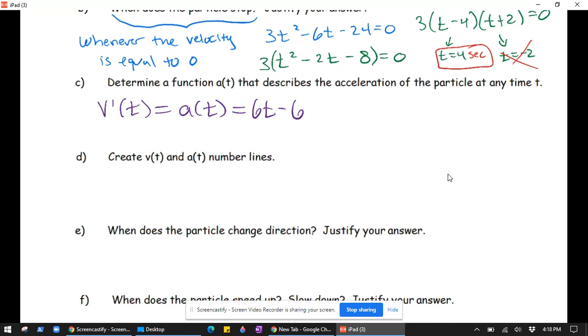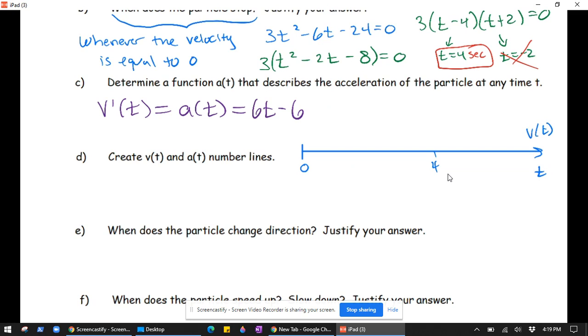Create v of t and a of t number lines. So one thing to keep in mind is that a number line is really just a way of organizing information to help us answer problems beyond that. So I'm going to start here by making a velocity number line. I'm going to have it start at time 0. And what goes on a velocity number line? Well, definitely whenever the velocity is undefined or 0. We found that at 4 seconds, the velocity is 0. So I'm going to put that there.